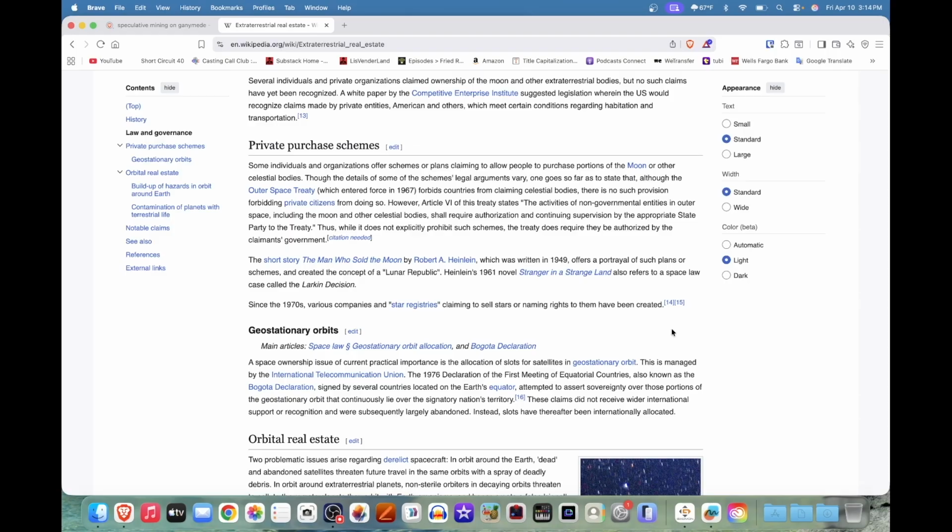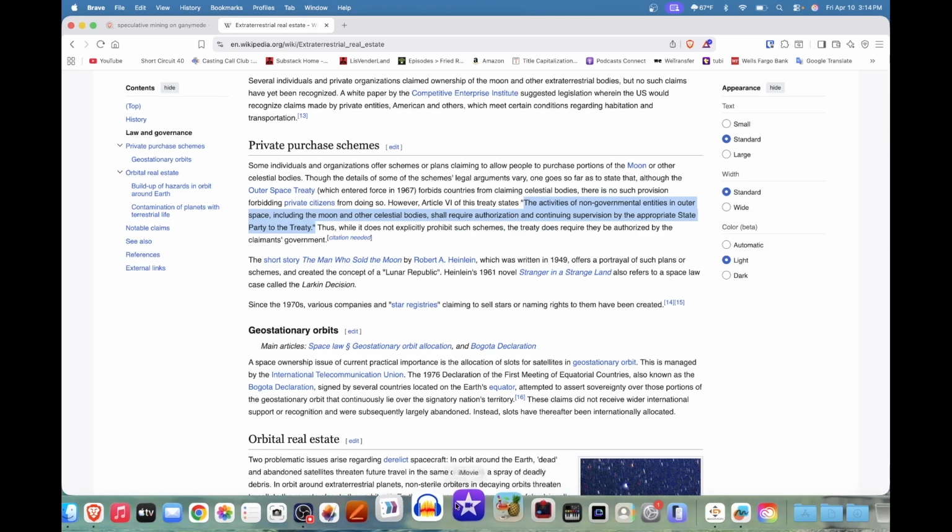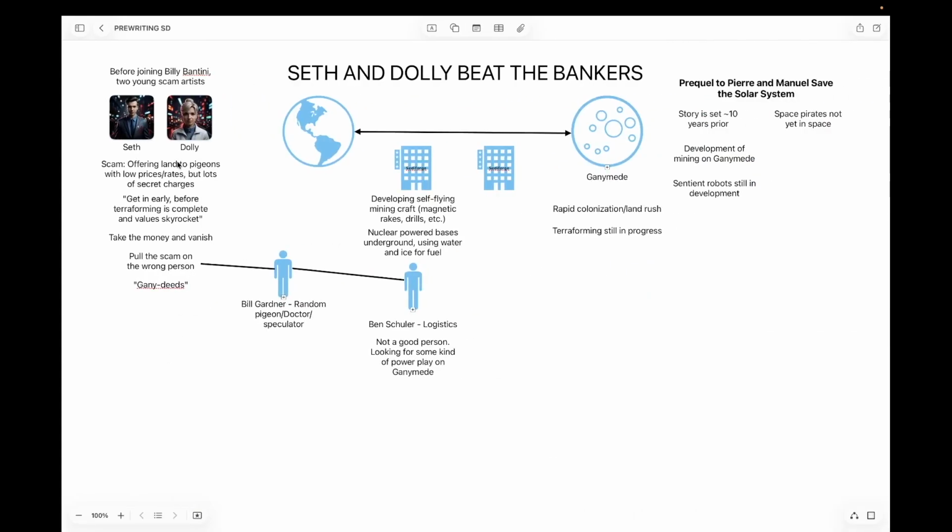Article 6 of the treaty states that activities of non-governmental entities in outer space, including the moon and other celestial bodies, shall require authorization and continuing supervision by the appropriate state party to the treaty. The treaty does require to be authorized by the claimant's government. So, the Outer Space Treaty. Let's make a note of that, so that we can use these arguments, or maybe when they talk to Bill Gardner, they can put his mind at ease about this.